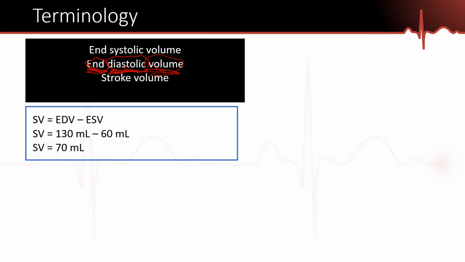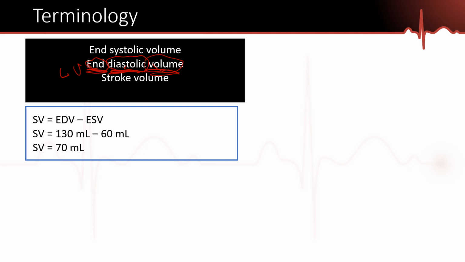End diastolic volume simply means what's the amount of blood in a chamber, in our interest, the left ventricle, at the end of relaxation, right? At the end of diastole. That's when a chamber is filling with blood, when it's relaxing. So what we would really say is left ventricular end diastolic volume. What's the amount of blood in the left ventricle when it's finished relaxing?